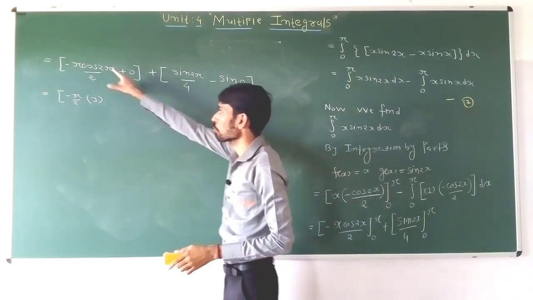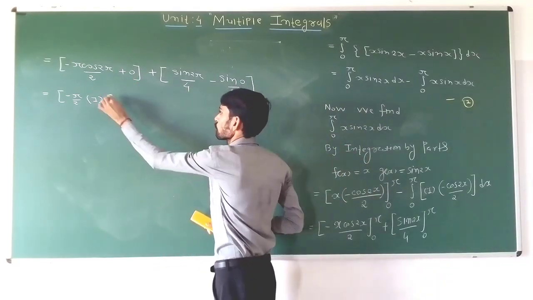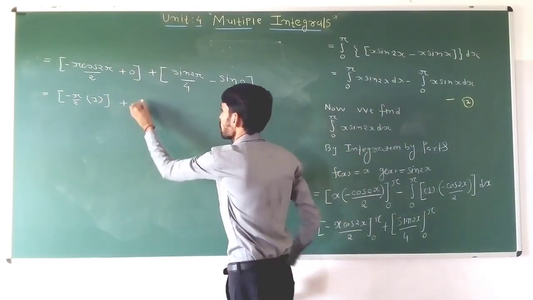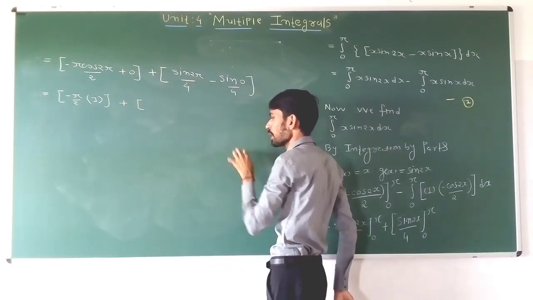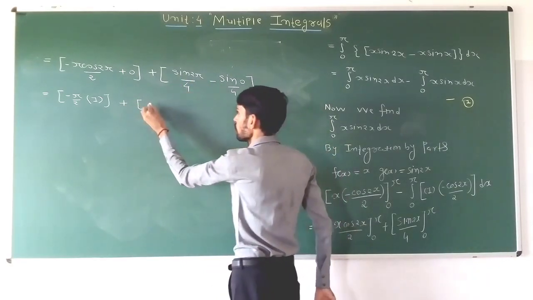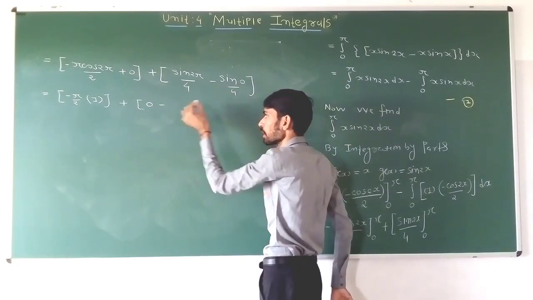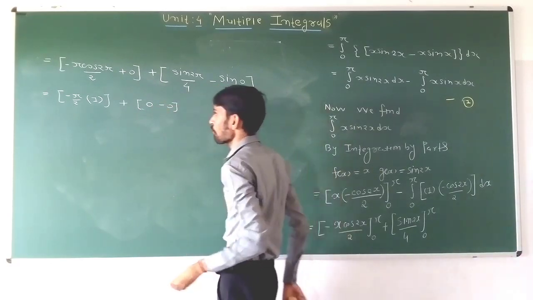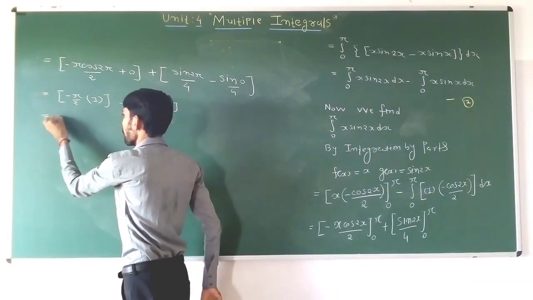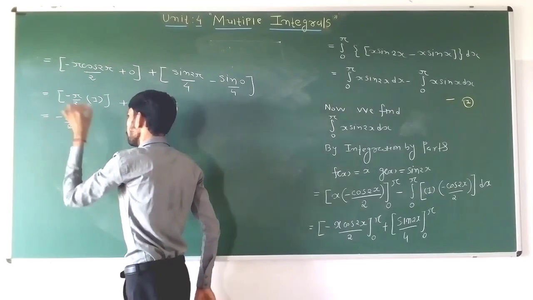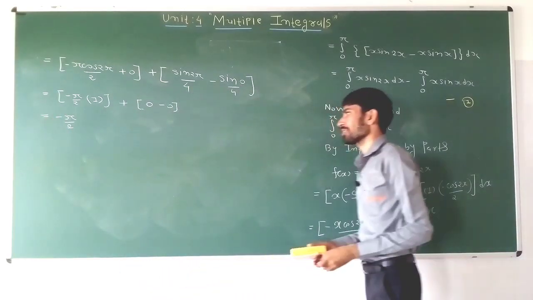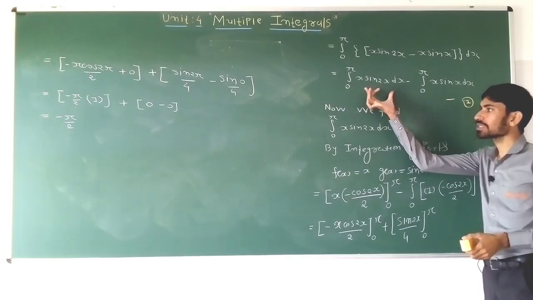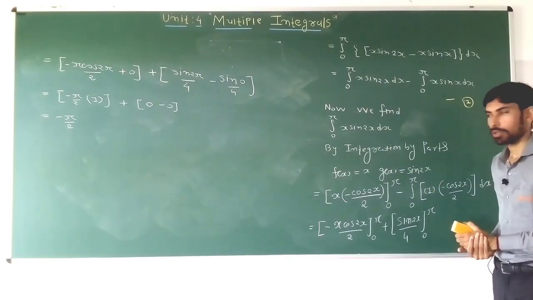So value of cos 2 pi is 1. Plus, sin 2 pi we already saw is 0, and sin 0 is already 0. So the answer of the first integration is minus pi by 2.